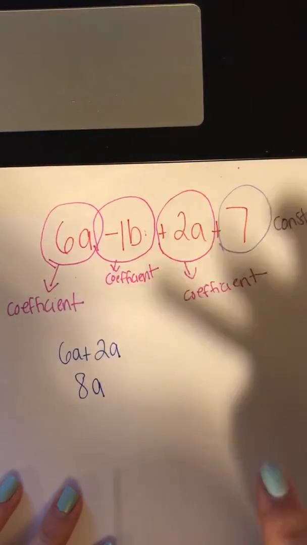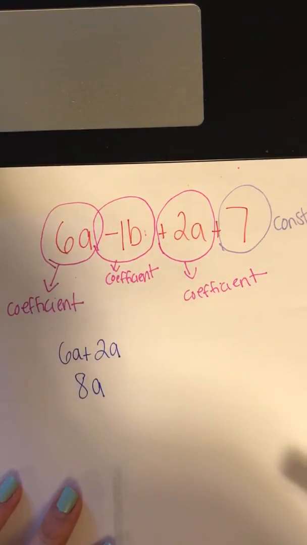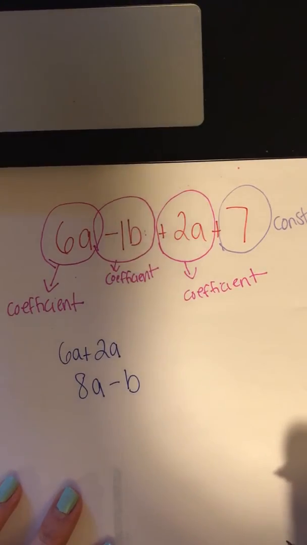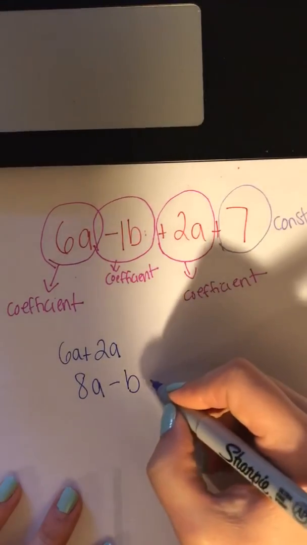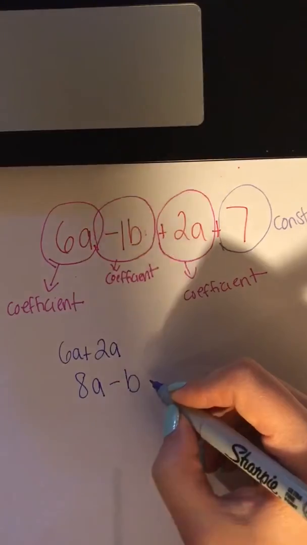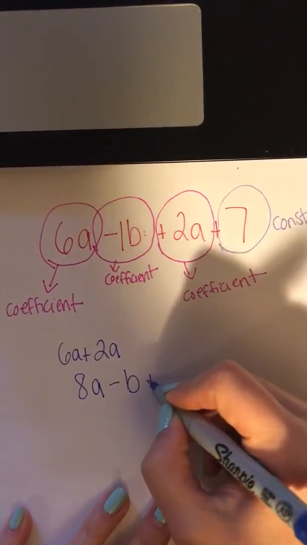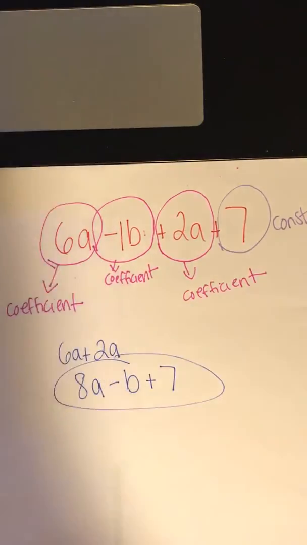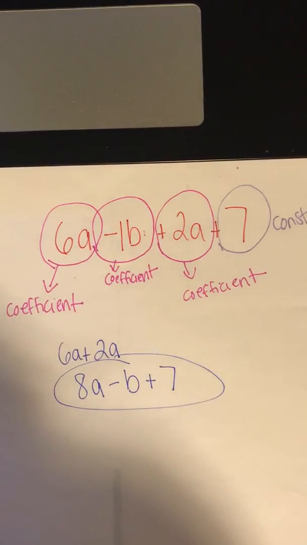Now, I don't see anything else with a b in this equation, so the minus b is going to stay by itself. And again, same thing with the 7. The 7 doesn't have a variable, so it doesn't have an a or a b. It can't be combined with any of the others, so that's going to stay like that. So that would be your answer, 8a minus b plus 7.